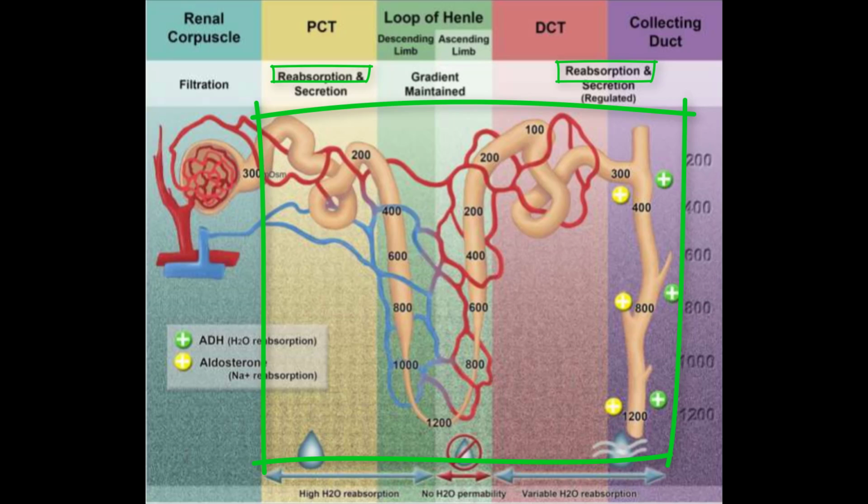Reabsorption can happen anywhere throughout the nephron though, except for the renal corpuscle. Remember, the renal corpuscle with the glomerulus and Bowman's capsule is strictly for filtration only. No secretion or reabsorption will happen in there.